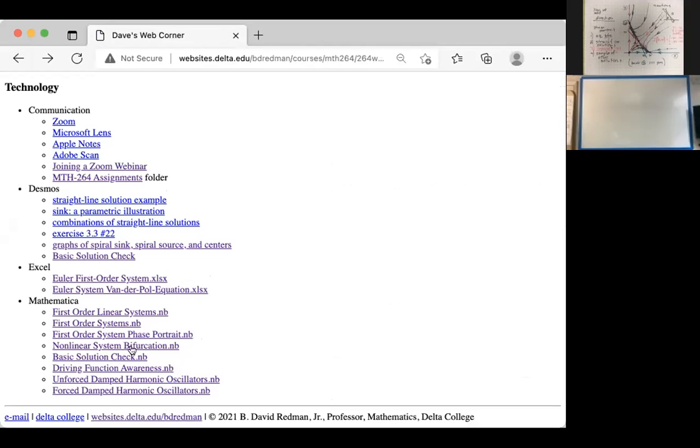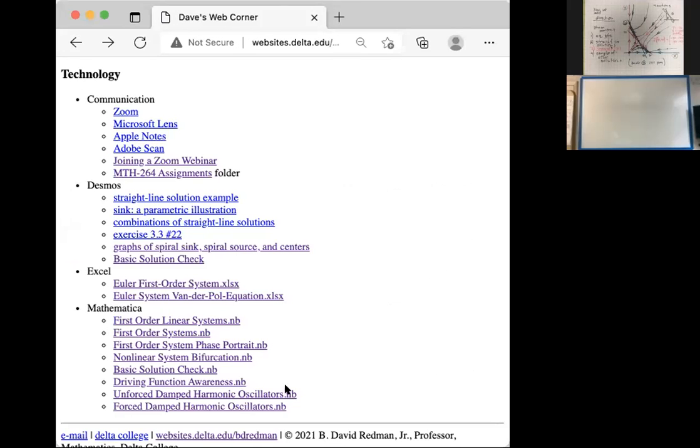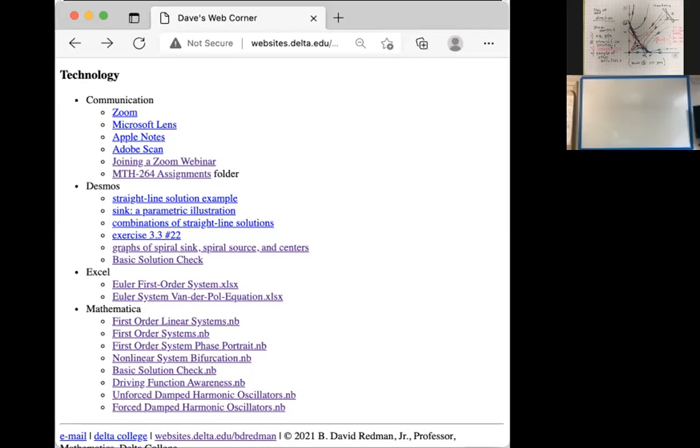Okay, let's go back. So you can access Mathematica notebooks. Any one of these goes to the Google Drive. And then you can search for that notebook that you're interested in, but I should name it here so that you remember it. I don't think that's such a big deal, so why don't I just do it?